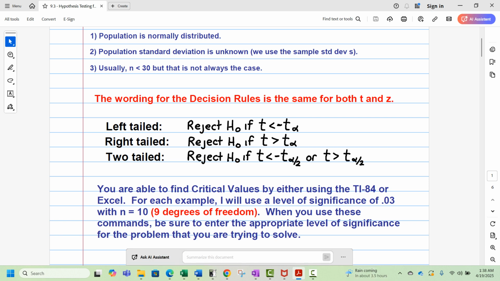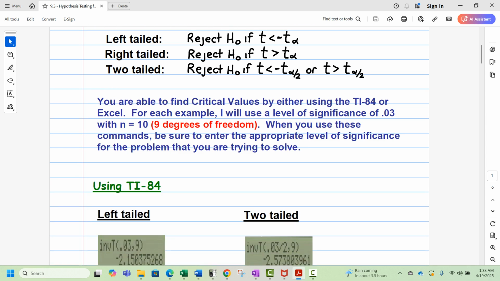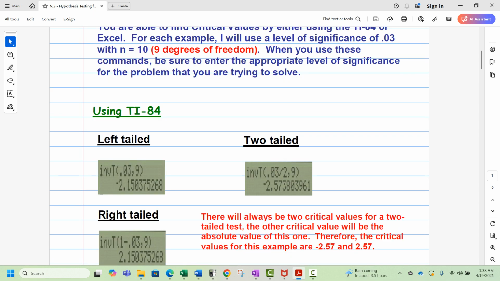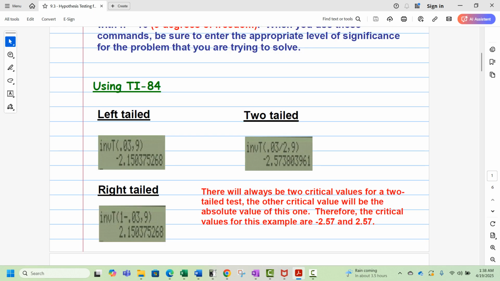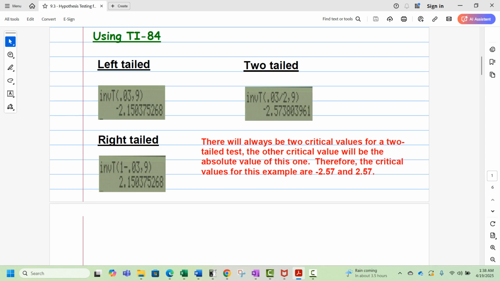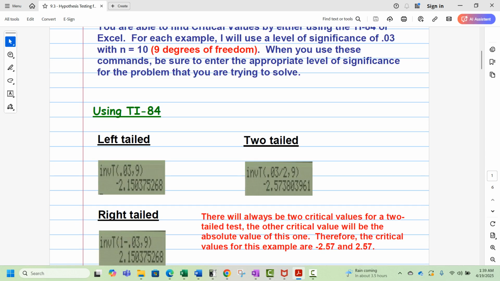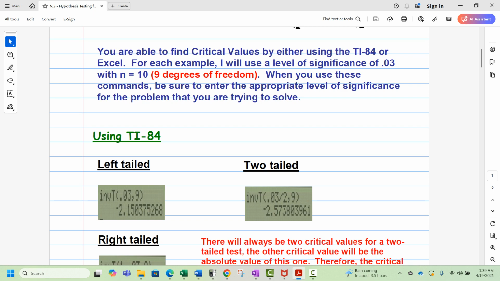Now we'll talk about the Excel spreadsheet in just a moment. I've got the calculator here, and you can use it if you want, but you don't have to, since we have the spreadsheet.